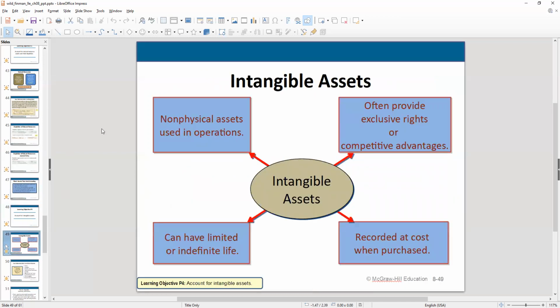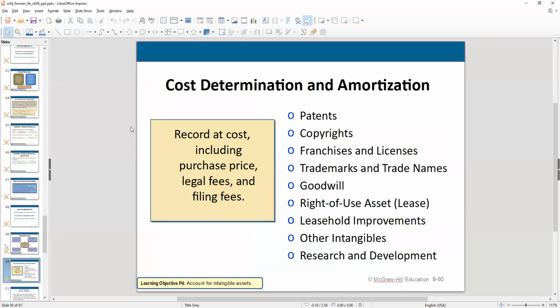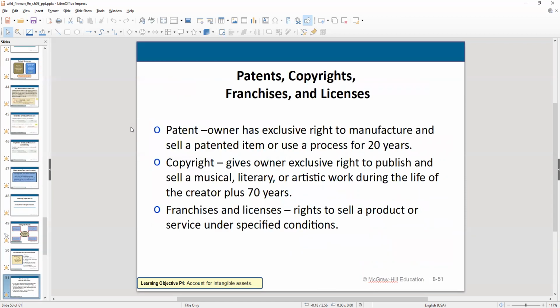So what are intangible assets? You use intangibles every day. You use software, you read books, you listen to music. Copyrights, patents, licenses. These are all intangible assets. They get recorded at cost when you buy them. And they have either a limited or indefinite life, but in most cases, they have a limited life. So again, these are the examples that I gave you. I won't review the list.